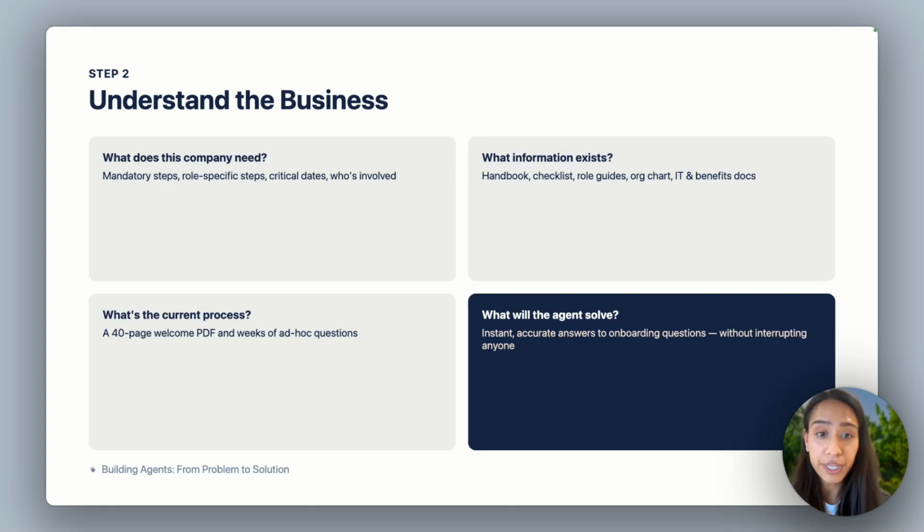More specifically, what are the key steps that happen at every stage regardless of hire type? Then what information already exists? We're talking your handbooks, your onboarding documents, all the things that you have to sign when you start at the company. Also, what's the current process?